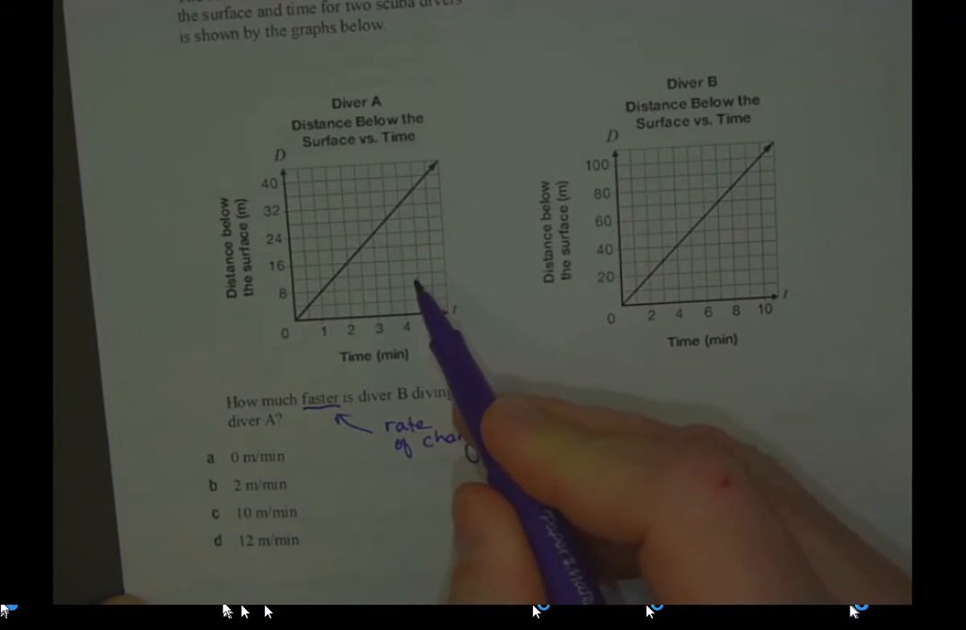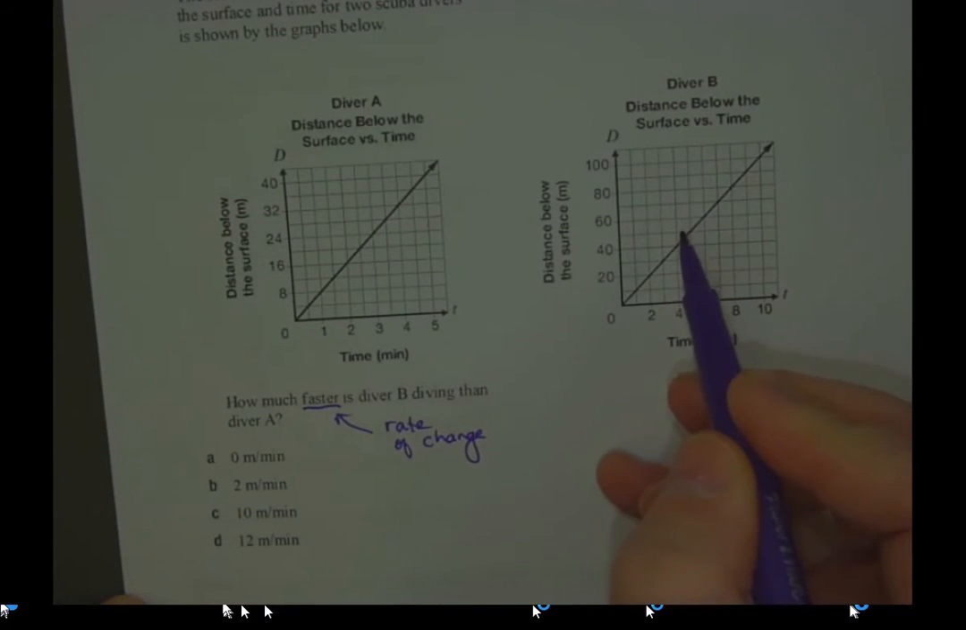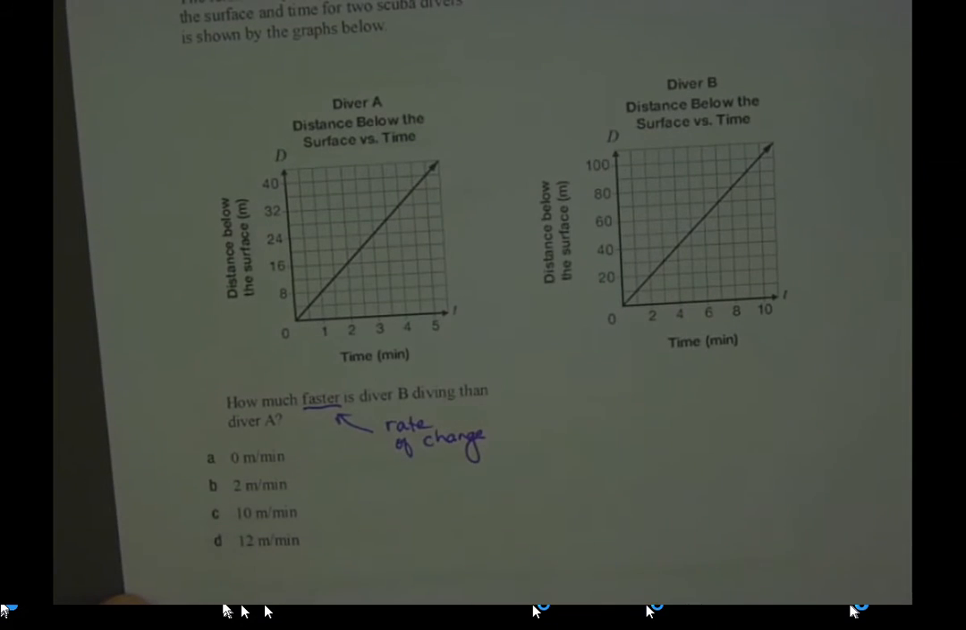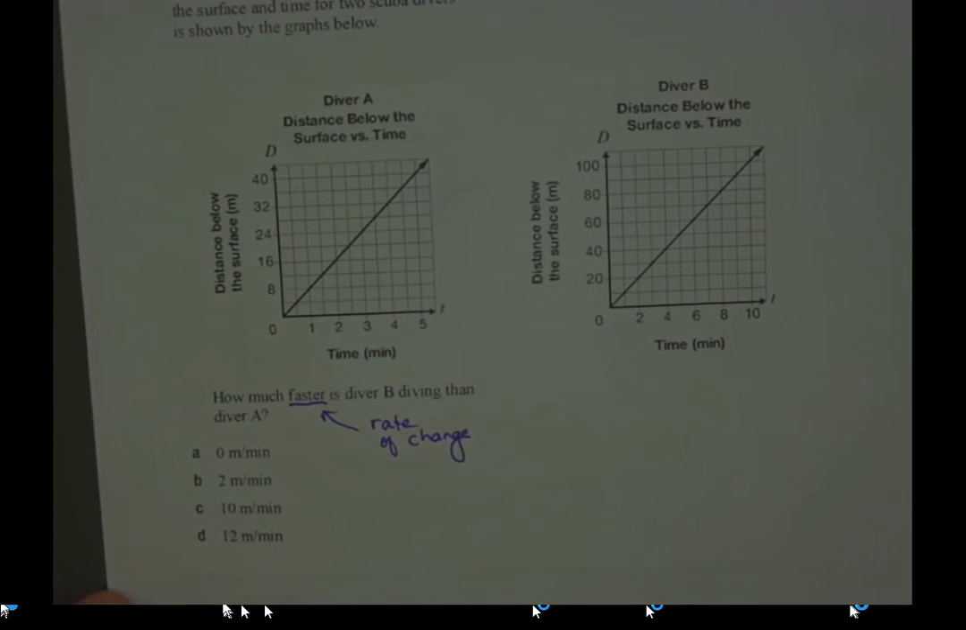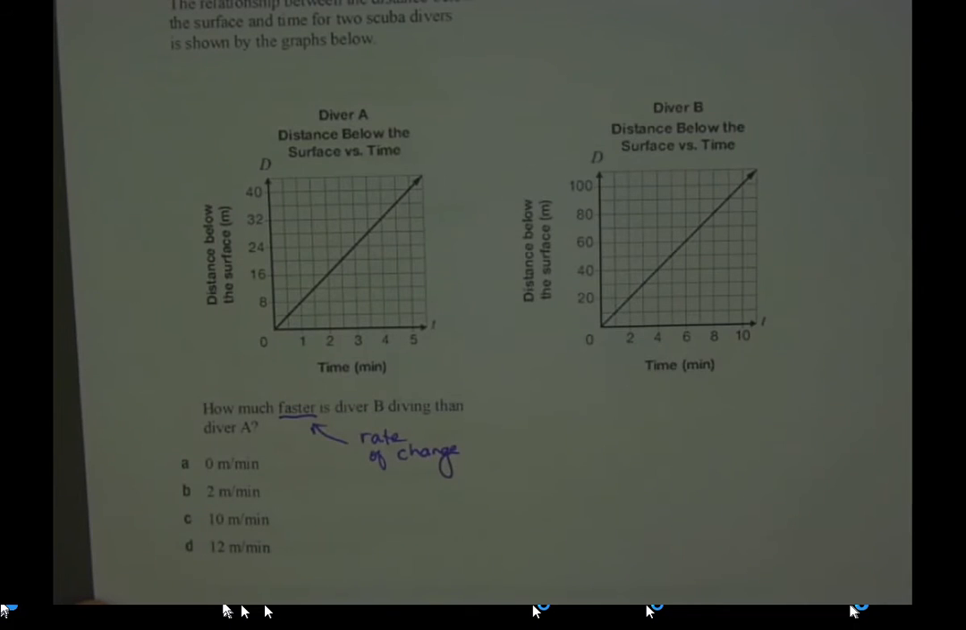So if we can find the rate of change of this one and find the rate of change of this one, then we can find the difference. So what I'm going to do is push pause, let you try finding the rate of change for both of those, and then we'll compare. So go ahead and push pause.